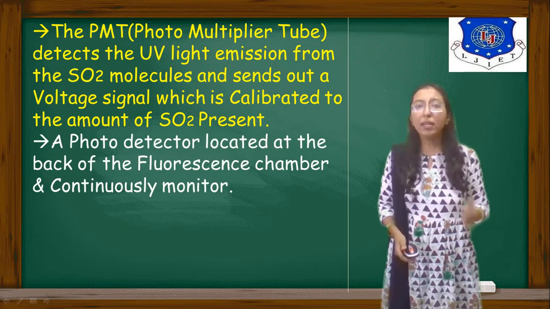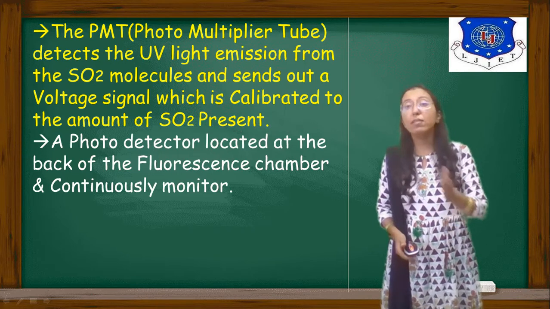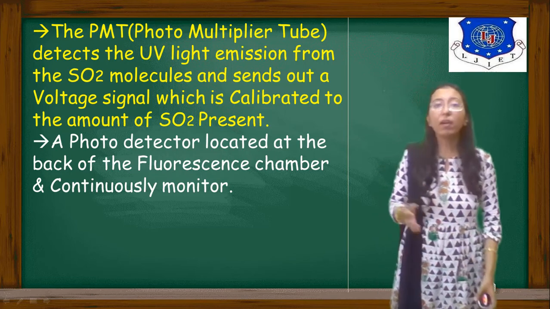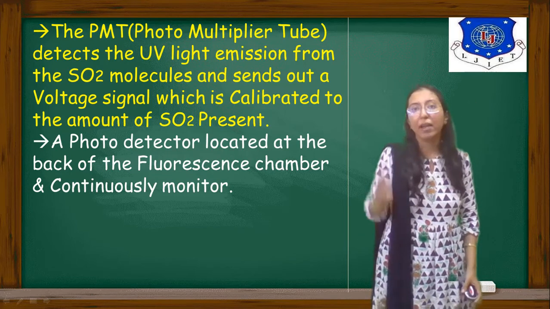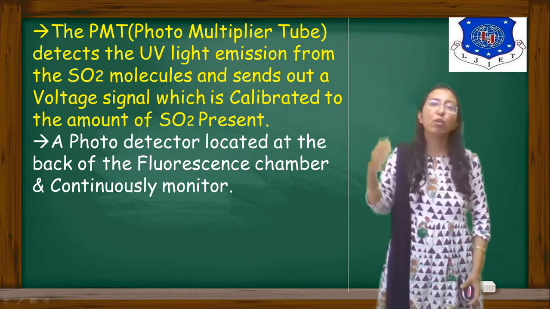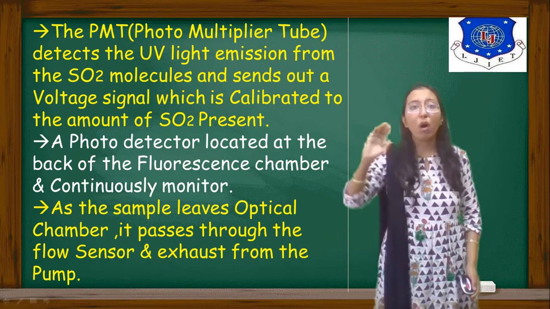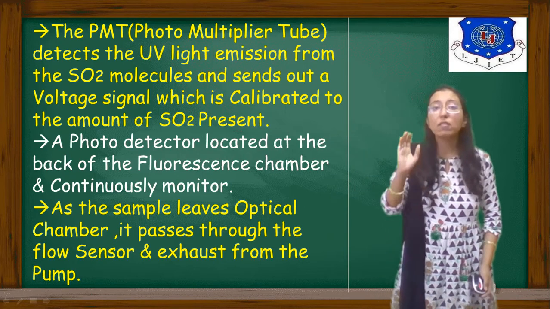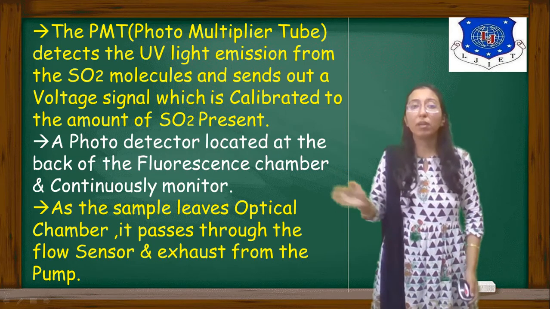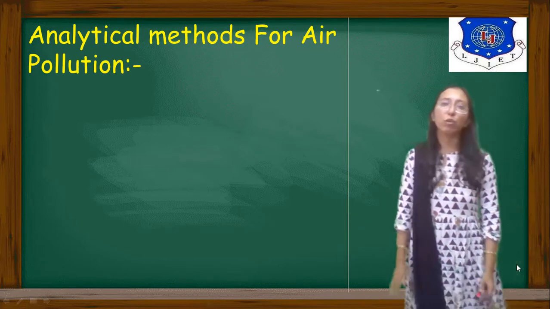Next, a photodetector located at the back of the fluorescence chamber continuously monitors. So here we are using a photodetector, which is located at the back side of the optical chamber, for continuous monitoring. As the sample leaves the optical chamber, it passes through the flow sensor and exits from the pump.